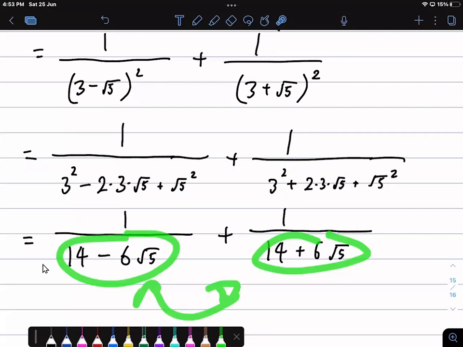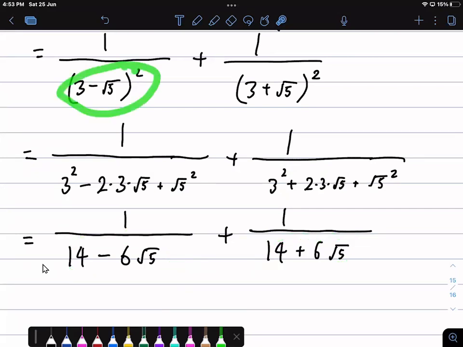Conjugate surds, right? Why is that the case? Because look over here: 3 minus root 5, 3 plus root 5. They are already conjugate surds. After you square them, you still get conjugate surds. I think that's quite a natural thing to conclude. You can prove it using math.